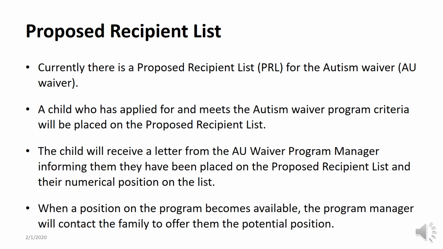Proposed recipient list is similar to a waiting list. It's for the autism waiver. A child who has applied for and meets the autism waiver program criteria will be placed on the proposed recipient list. The child will receive a letter from the Autism Waiver Program Manager informing them that they have been placed on the proposed recipient list and their numerical position on the list. When a position on the program becomes available, the program manager will contact the family to offer them the potential position.